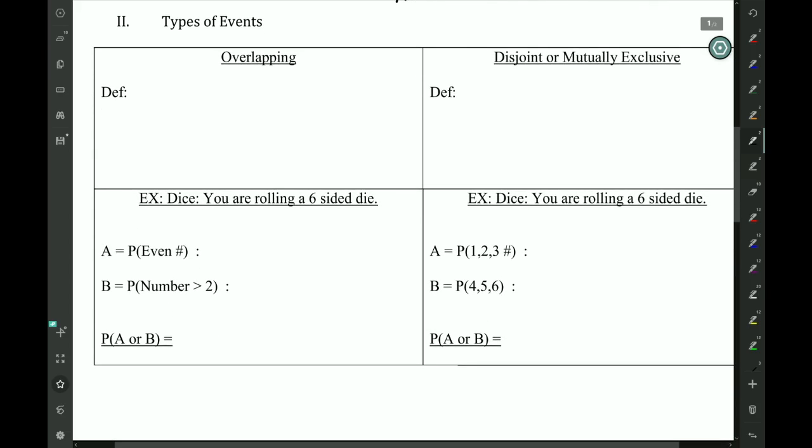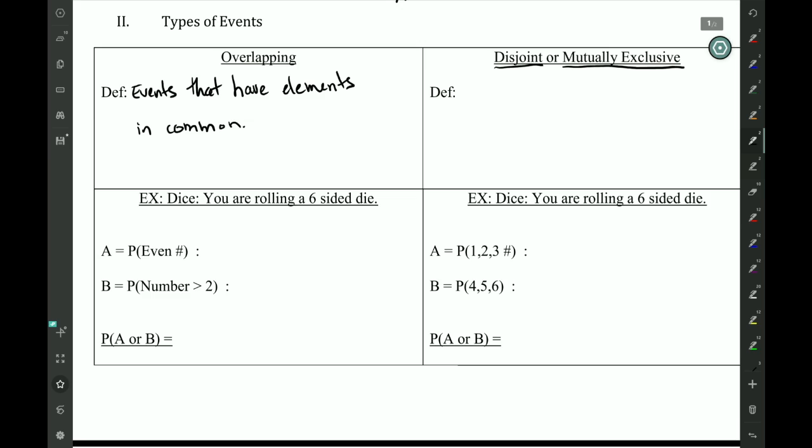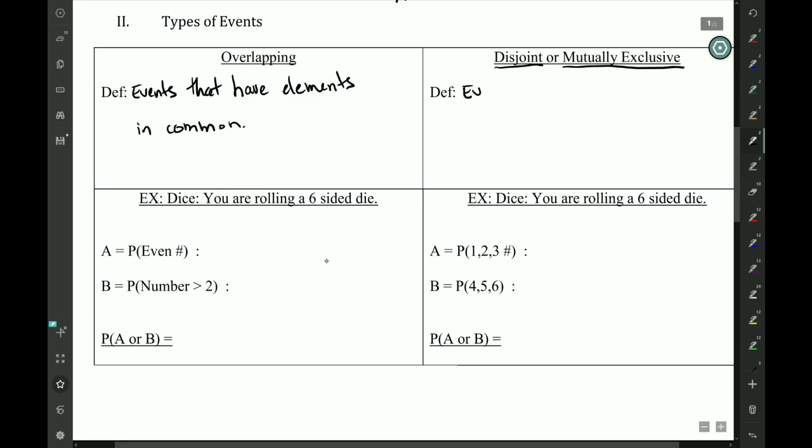Types of events. The other piece is there are two types of events. We kind of talked about this with counting: overlapping and disjoint, or mutually exclusive. Overlapping events are events that have elements in common. And you should hopefully recall that last chapter we looked at mutually exclusive or disjoint events, and these are events that have nothing in common, no elements in common or shared.